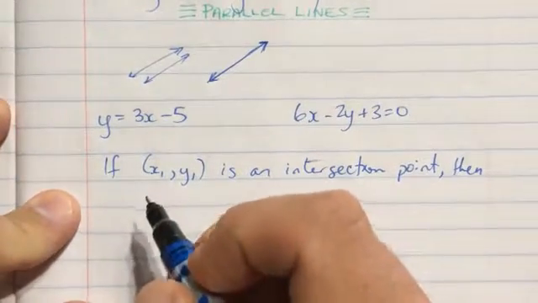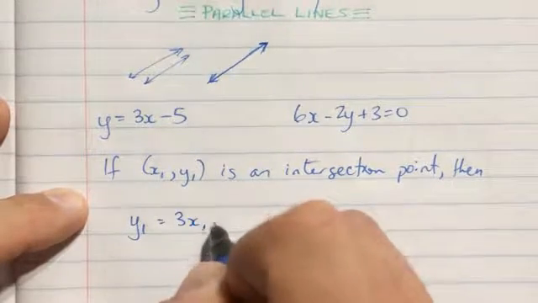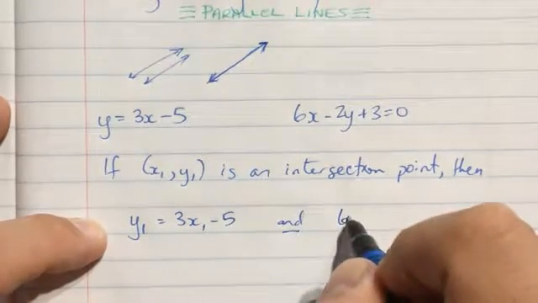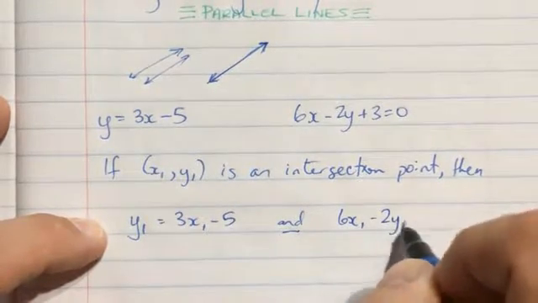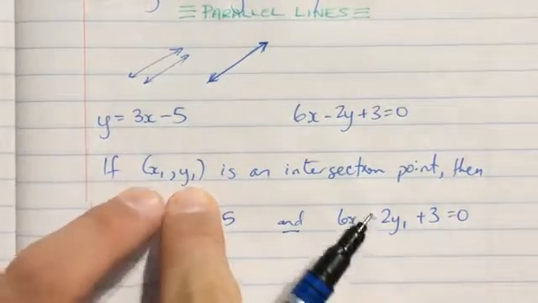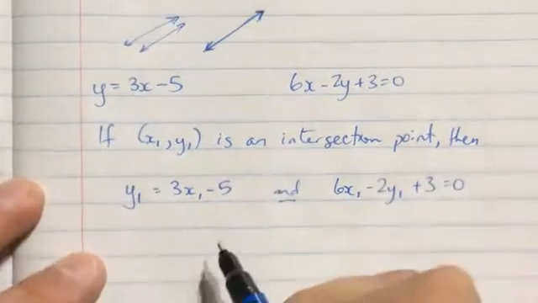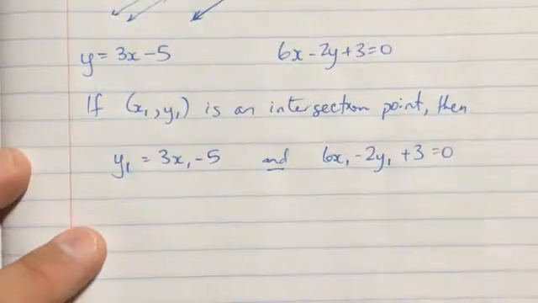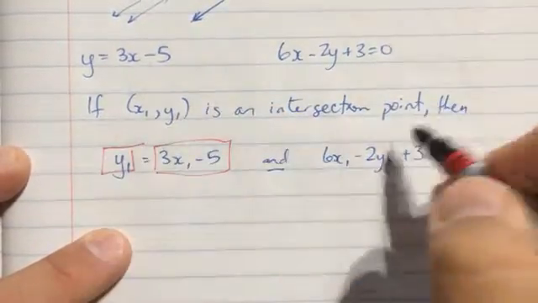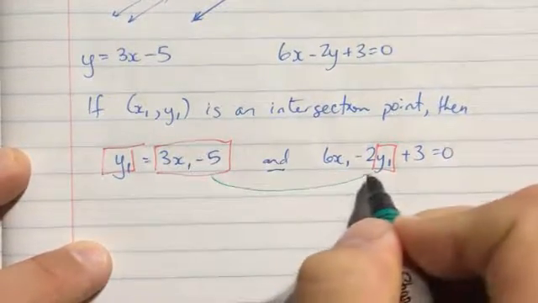Well, if they're going to intersect, then we must have that y1 equals 3x1 minus 5, that is, it's on the first line, and 6x1 minus 2y1 plus 3 equals 0. It's on the second line. So I've substituted the intersection point into each line. Both equations must be true. All right, well, let's continue from there. I'm going to substitute this expression for y1 into this equation. That's the substitution step right there.